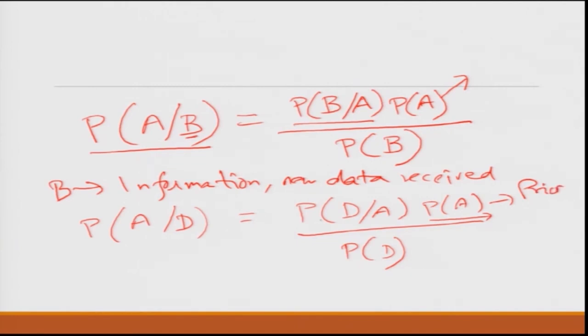Now, D by A is that given that A is the situation, what is the probability that you could get this new data in the first place? And if you divide that by the probability of getting this data irrespective of whether you got A or you did not get A. So, if P A is the probability of an event A happening, this formula gives you a way to adjust that probability given that a new data point has been received. So, given that you now got a new information, new data point, you revise your estimate of A.